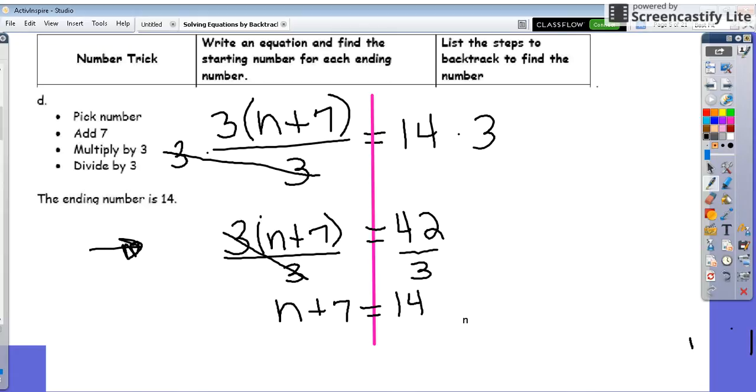And, whoops, where are we here? So then I'm going to subtract 7 from both sides because the last thing that happened was add 7, and I end up with n equals 7. And that's our solution. So if I were to plug in 7 here, I would end up with 14, multiply it by the 3, which would give me 42, divided by 3, which would give me 14 again. So that would be our solution there.